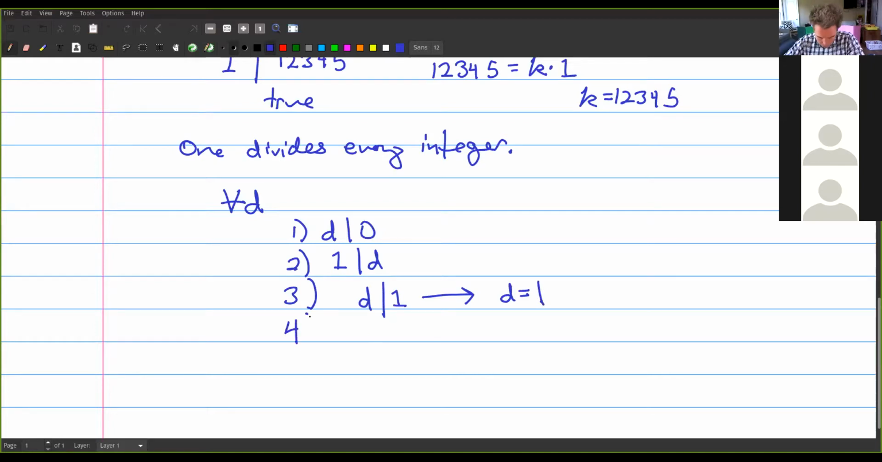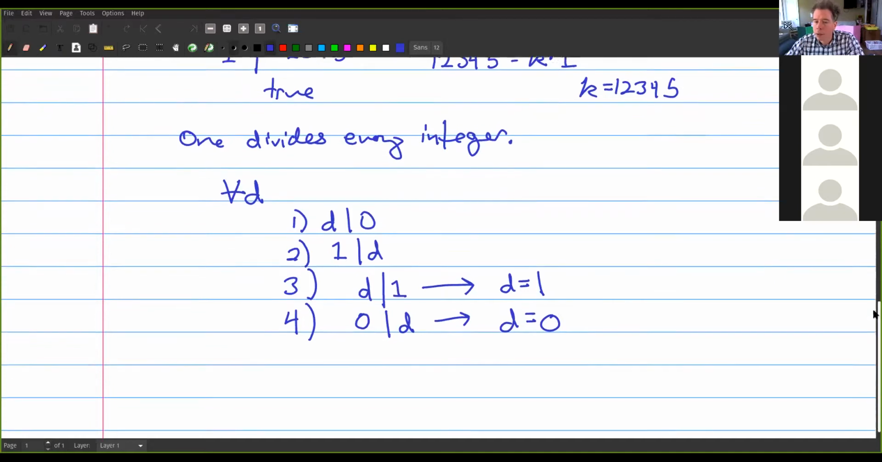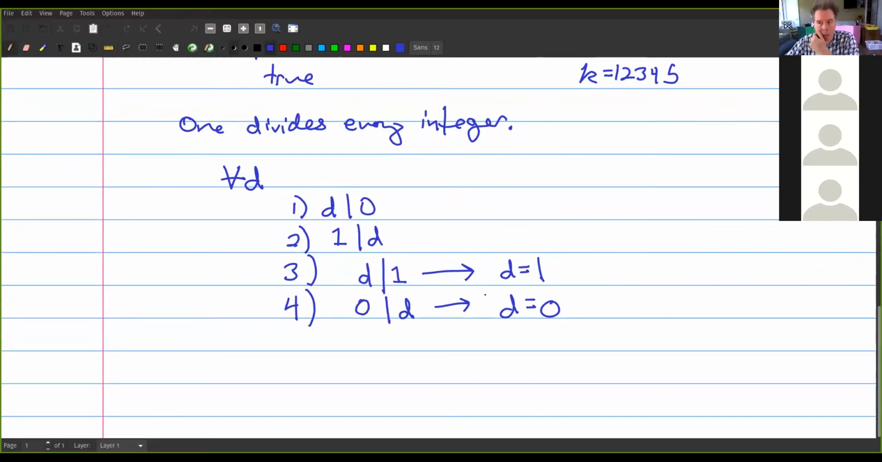And there's only one number that 0 divides. What's the only number that 0 divides? Probably 0. Yeah, that's right. Okay. So you can see that 0 and 1 kind of have opposite properties.